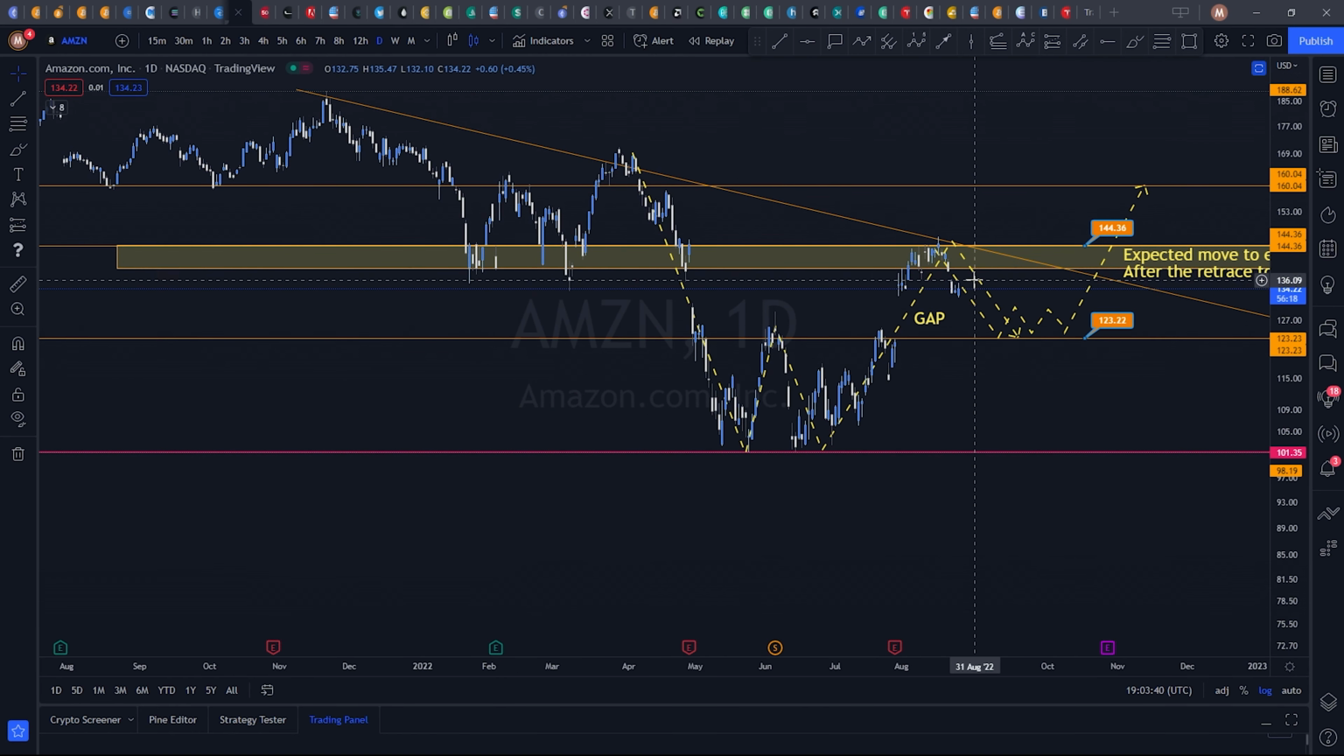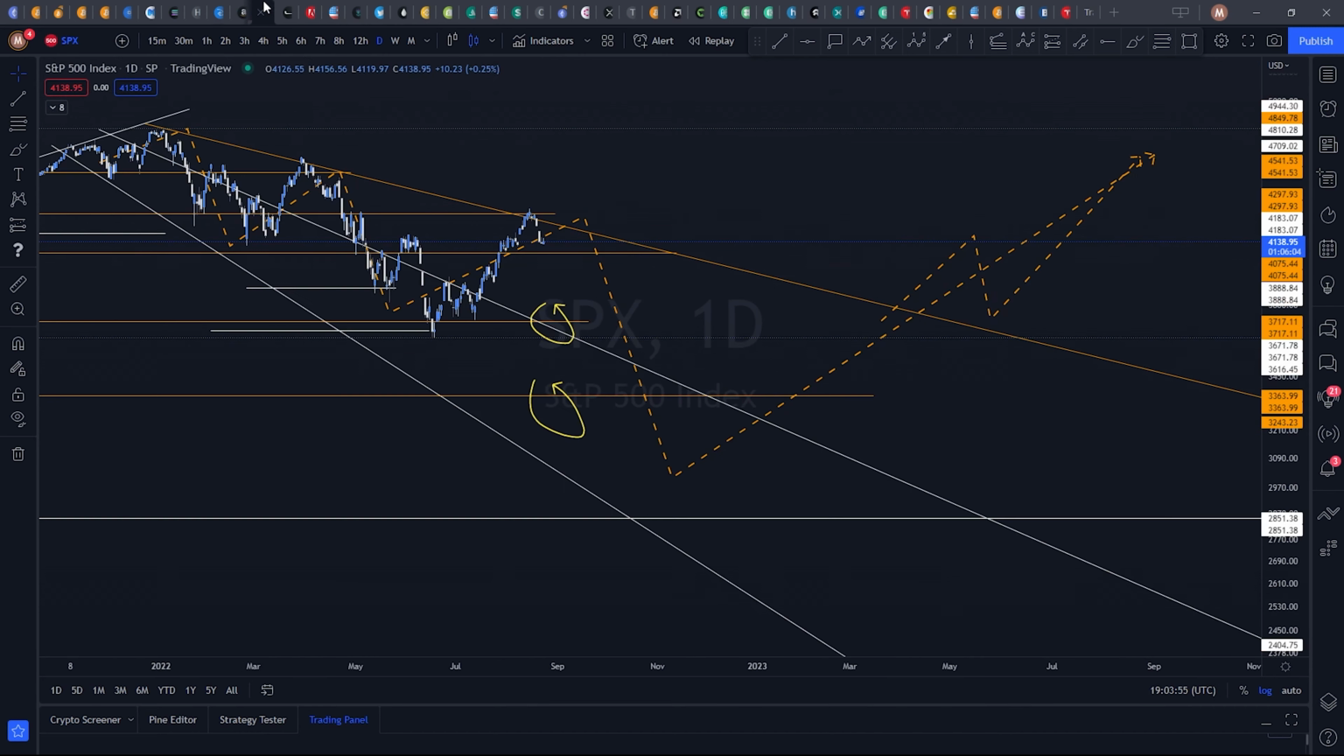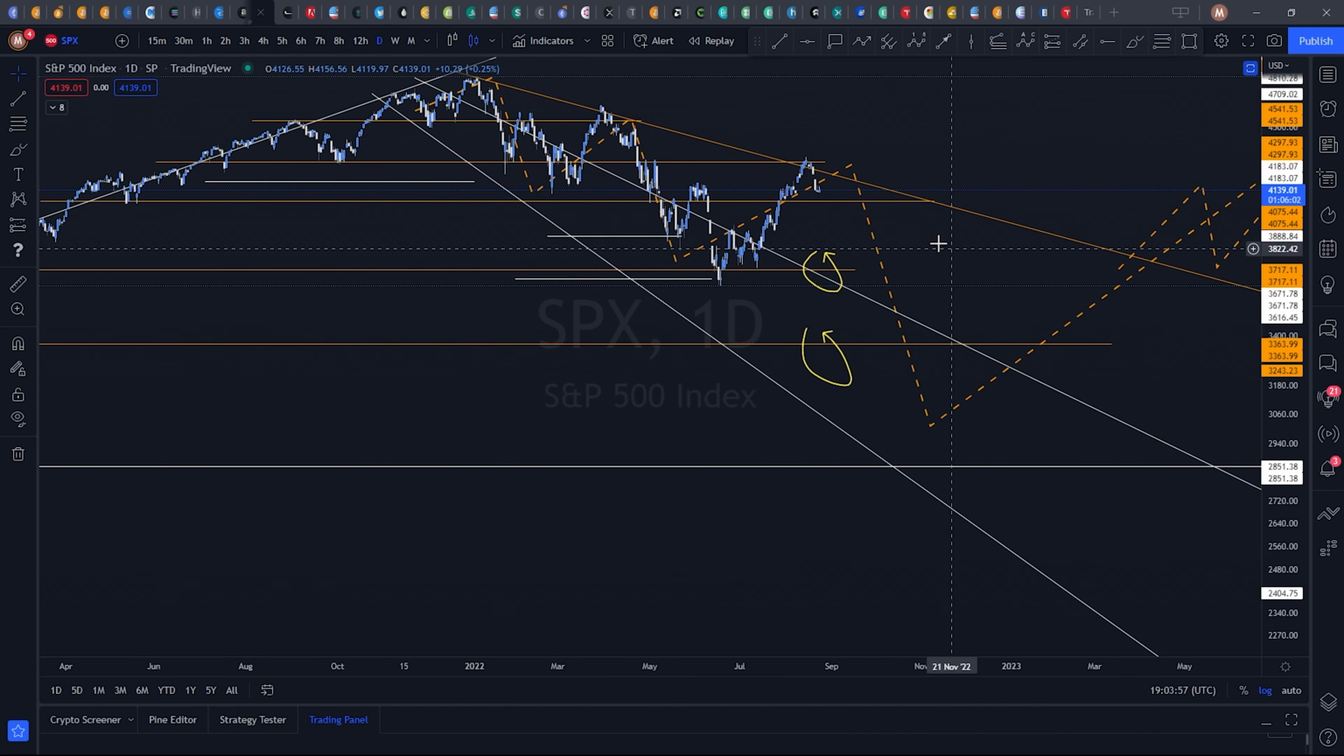Amazon. Amazon might come back up and retest, but that's going to be a rejection at 138. It's going to come back down to 123. It's got to fill this gap. Honestly, I would short it here. I wouldn't care if it's going to come back up. It's going to come down and fill that gap, which is a put.